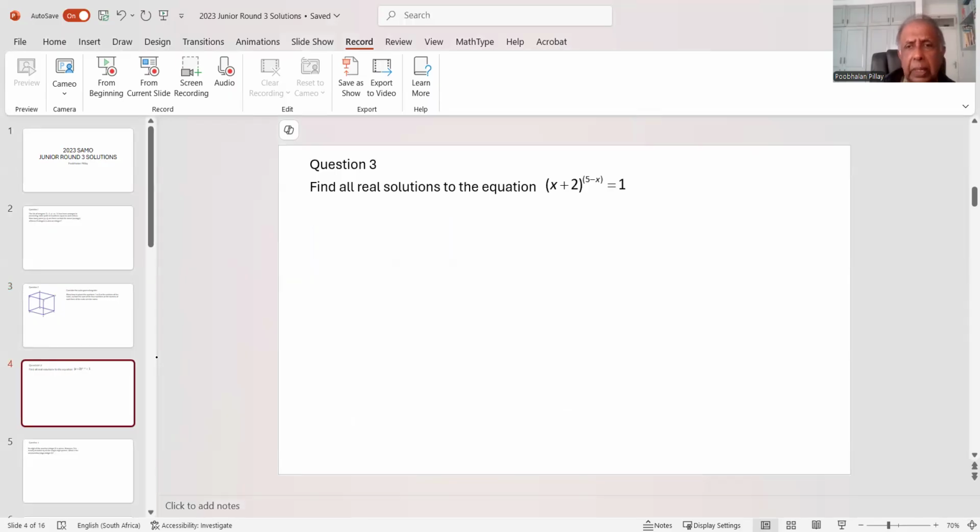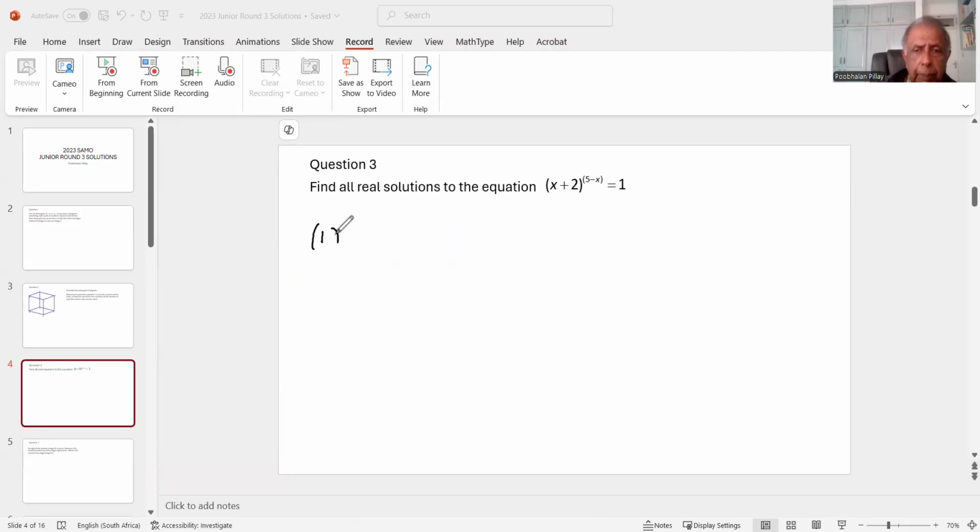Question 3, find all real solutions to the equation (x plus 2) raised to the power of (5 minus x) equals 1. All right, now this is an exponent problem, right? Now, the only time we have an exponent problem equal to 1 is where the base is 1. You have 1 to any power is 1.